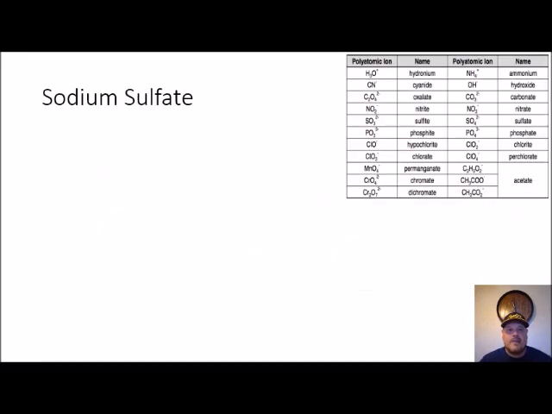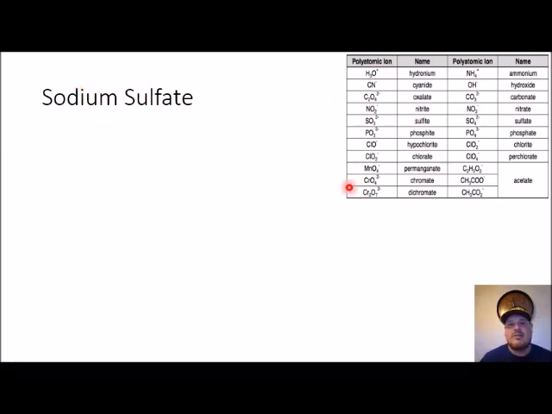All right, so here's our first ionic compound that incorporates a polyatomic ion: sodium sulfate. Just get in the habit of saying these things. Sodium sulfate. And it's not sodium sulfide, because that would be something different. Okay, so here's my chart. First thing I'm going to do is locate sodium on the periodic table.